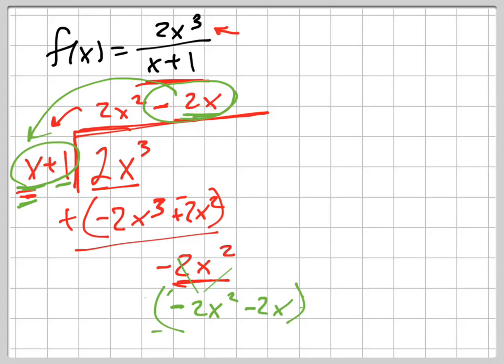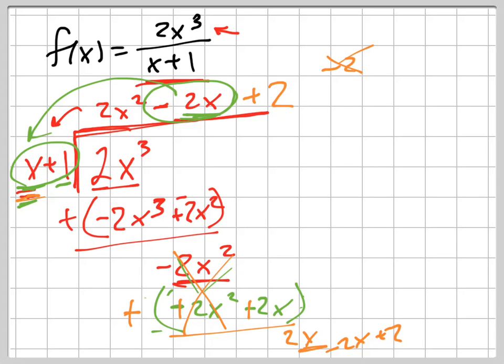And now I have to distribute the negative in. Those become positive. That's why that cancels, and then it's positive 2x. How many times does x go into 2x? It goes into that positive 2 times. When I multiply that through, I get 2x plus 2. I subtract them both, and the remainder is negative 2.